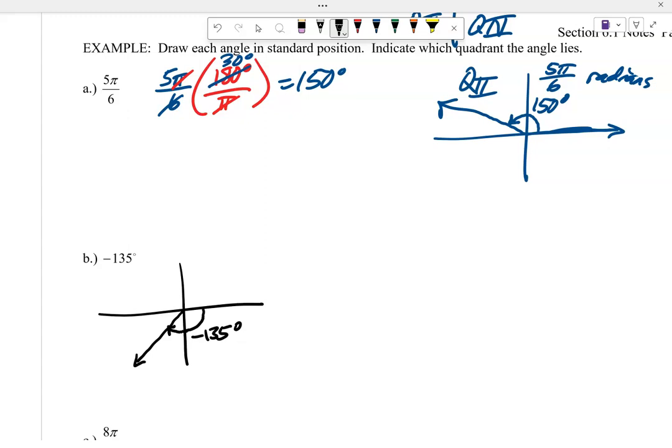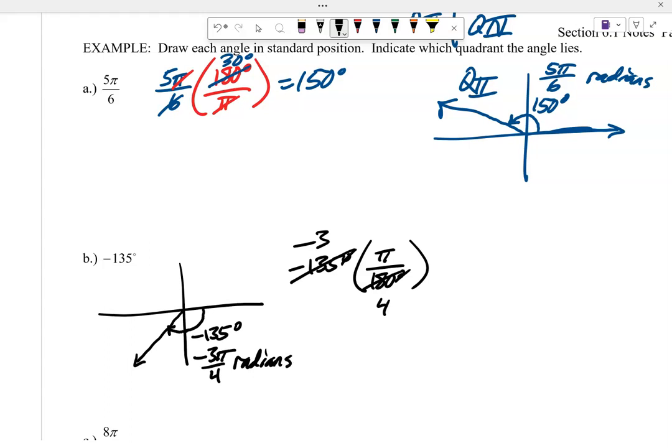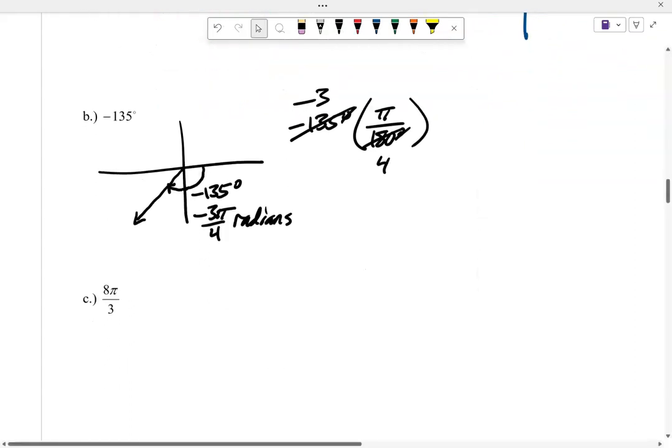If you want, let's go ahead and practice putting that in radians. Pi radians for every 180 degrees. Notice my degrees cancel, and both of those go into 135. 45 goes into 135 3 times. 180 divided by 45 is 4. So this is the same as negative 3 pi over 4 in radians. All right, 8 pi over 3.